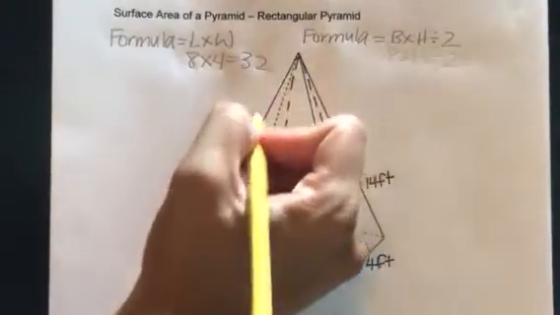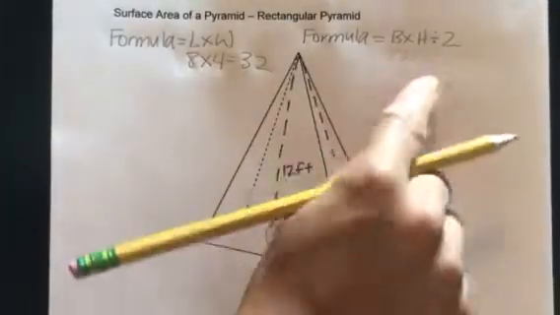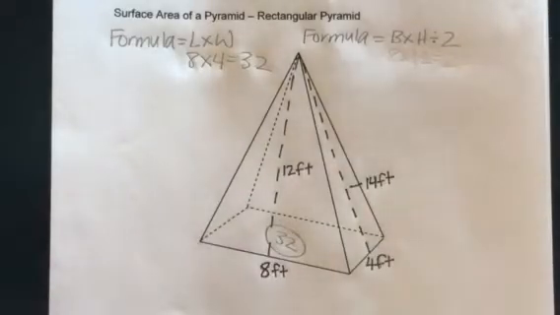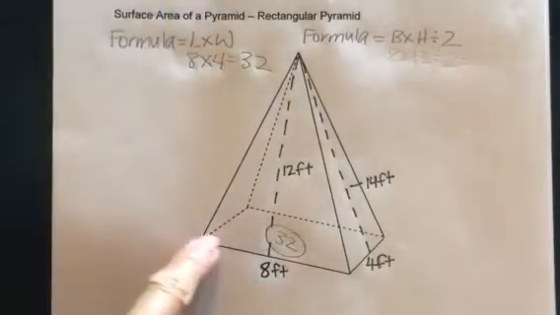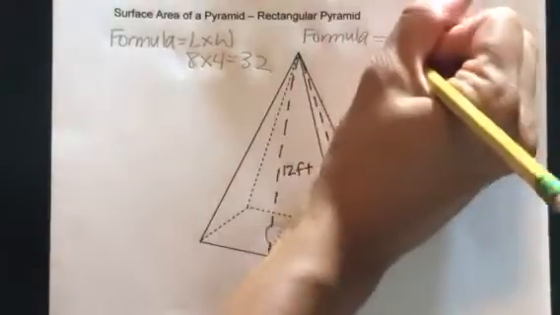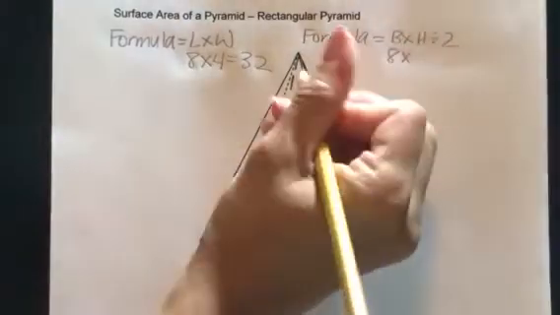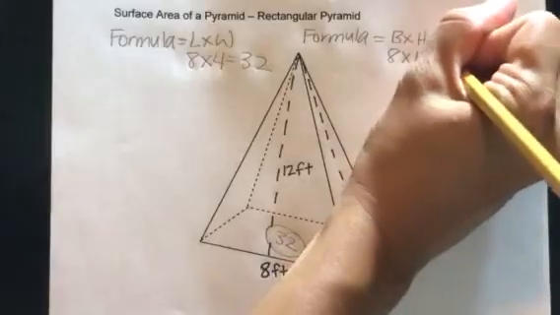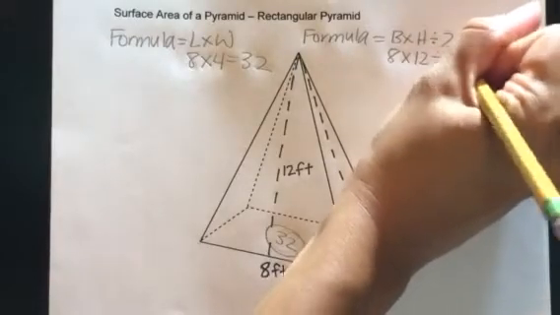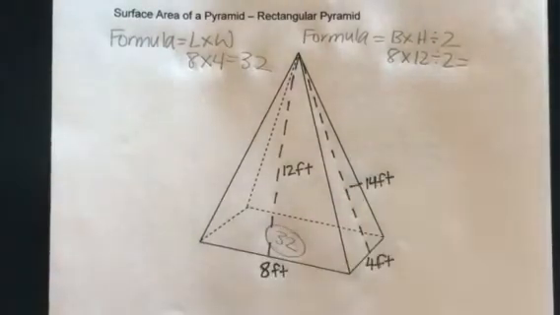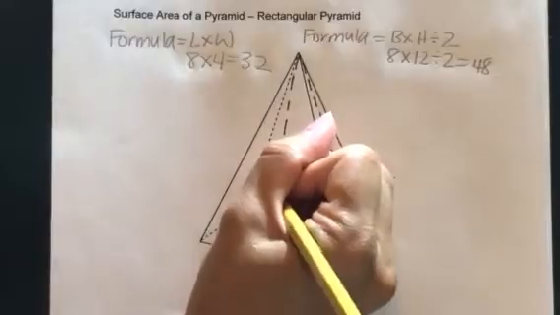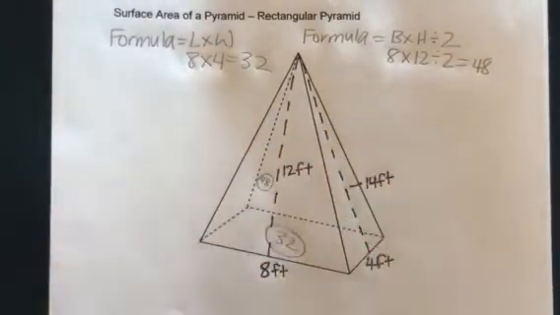Then we're going to solve for this front triangle. And remember that the formula for the area of a triangle is base times height divided by 2. So the base for this triangle is 8 times the height, which is this drop down point, is 12. And then we're going to divide that by 2. And 8 times 12 divided by 2 is 48. So I now know that that front triangle is 48.